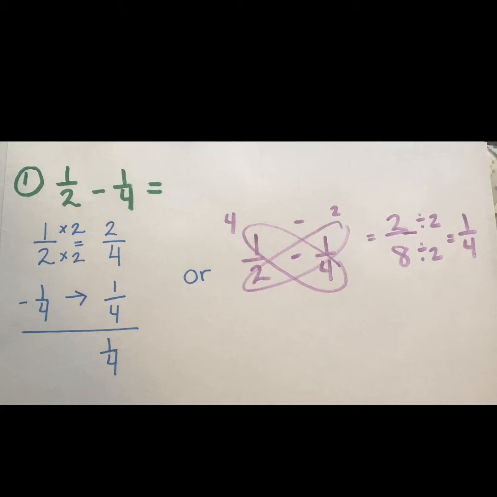The other way, if you chose to do butterfly method, you are cross multiplying. So 4 times 1 is 4, 2 times 1 is 2, then you subtract. 4 minus 2 is 2. The denominators you multiply together, 2 and 4, to get 8. Now look, 2/8 is not in simplest form. The GCF would be 2. 2 goes into both evenly, so 2 divided by 2 is 1. 8 divided by 2 is 4.